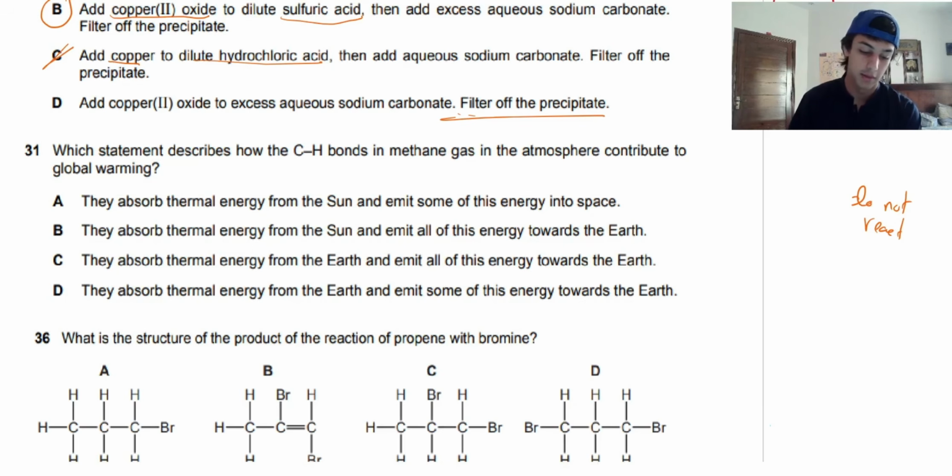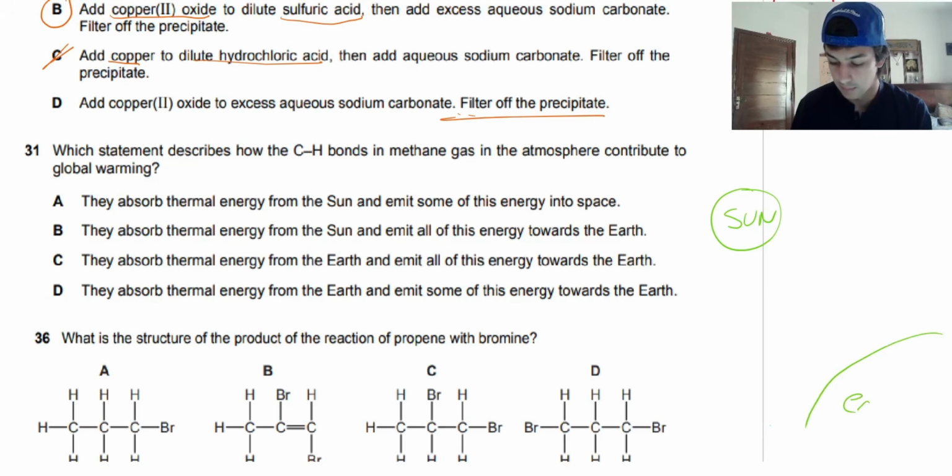Okay, next up we have question 31. Which statement describes the C-H bonds in methane gas and how they contribute to global warming? So let me just show this to you guys real quick. We're going to have the sun over here, and the earth over here. Let's say this yellow highlighted part is the greenhouse gas, okay?